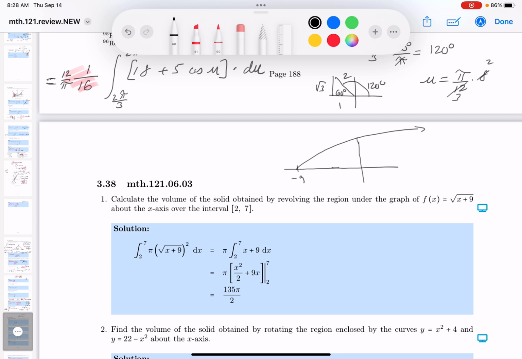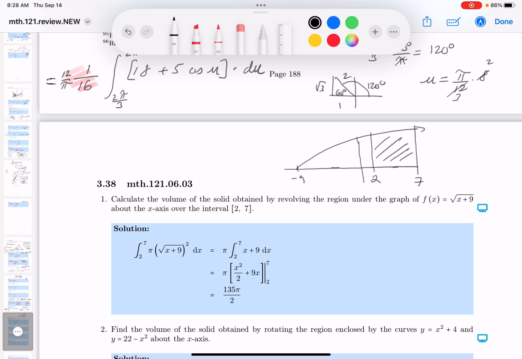Right, so the region is under that. I got to find out what region they're talking about. But they say from 2 to 7. I'll write this over here, 2 to 7. So this is the region they're talking about over here.